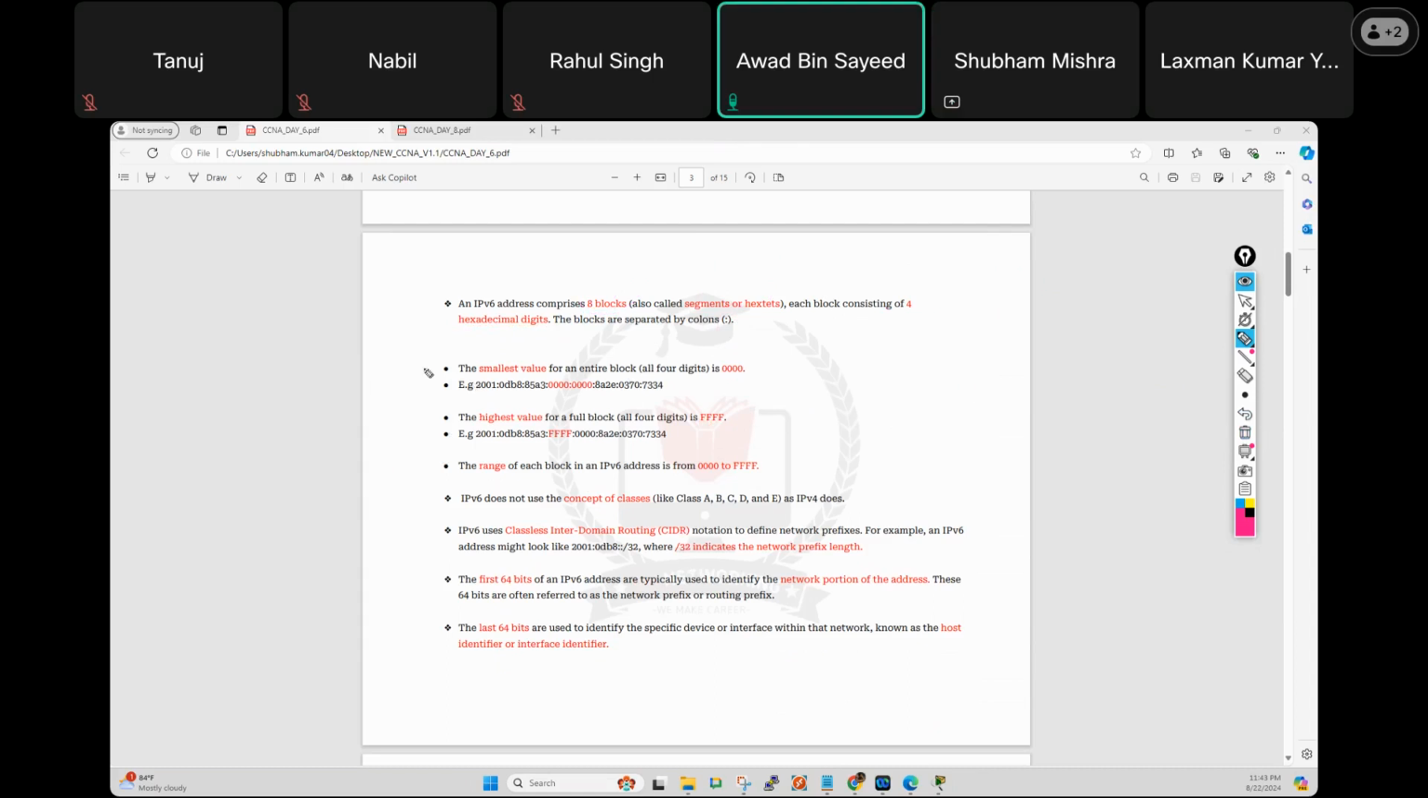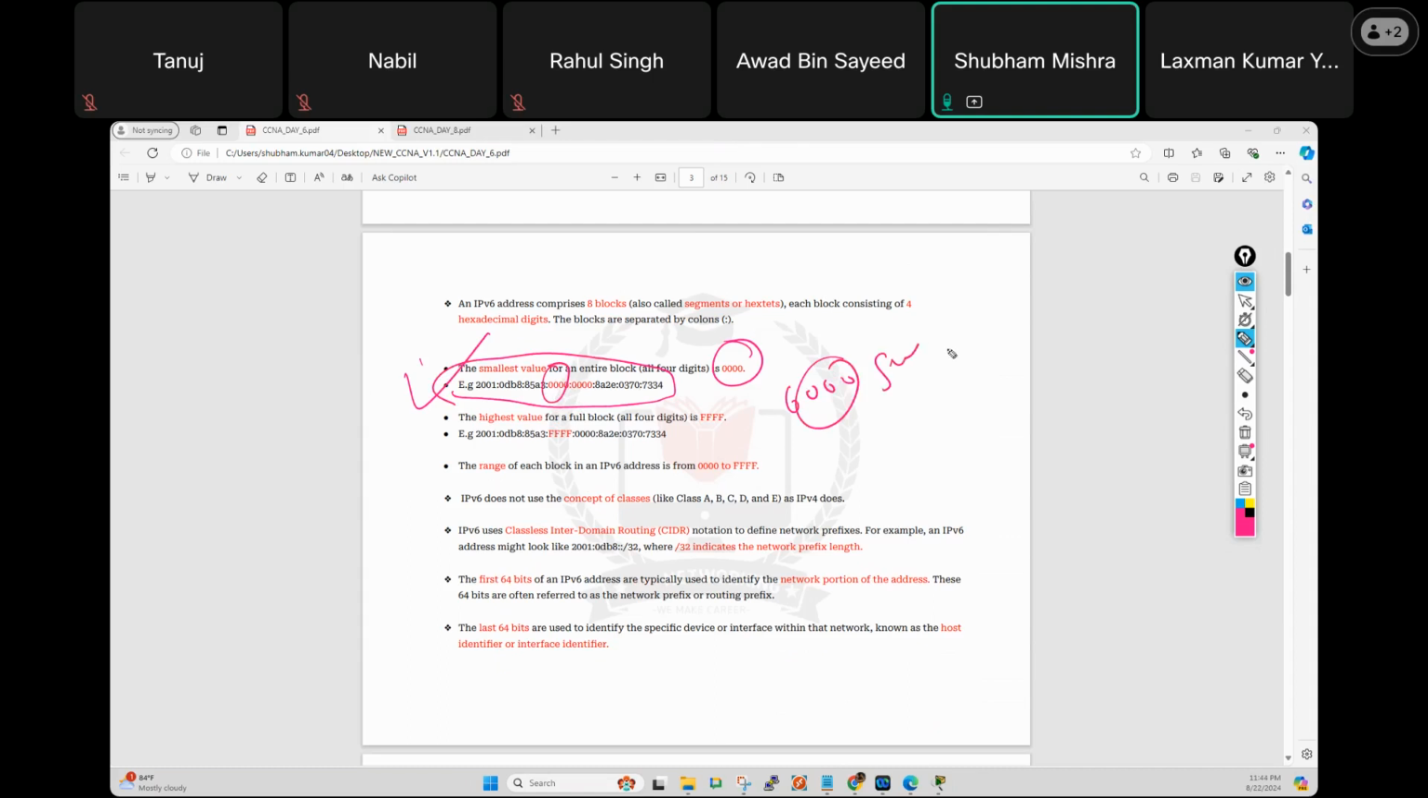And you need to remember this one: the smallest value of an entire block is 0000. For example, this is an IPv6 address. See here, what is the value in this block? 0000, and this is called the smallest value. And see this other address. In this block, what is the value? FFFF. It means this is the highest.